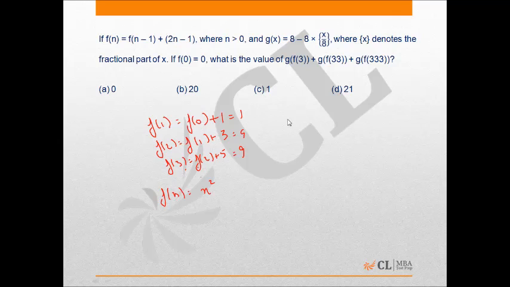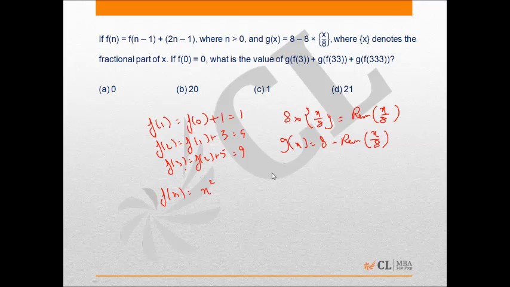The second thing to note is that g(x) has been given as 8 minus 8 times the fractional part of x by 8. Now, the fractional part of any number divided by 8 is nothing but the remainder when the number is divided by 8, upon 8 itself. Hence, 8 times the fractional part of x by 8 is nothing but the remainder when x is divided by 8. Thus, g(x) can now be written as 8 minus the remainder when x is divided by 8.